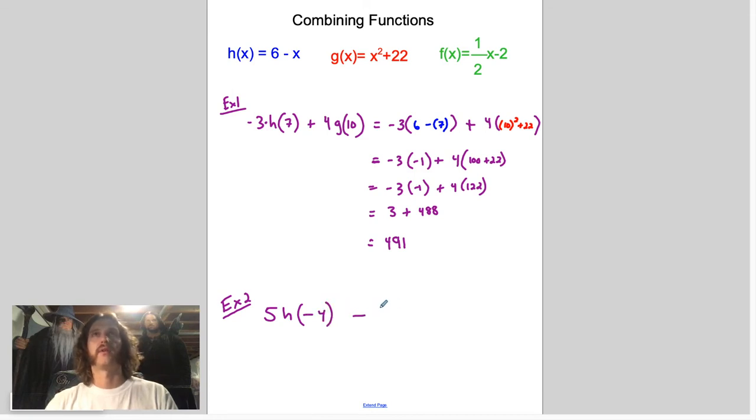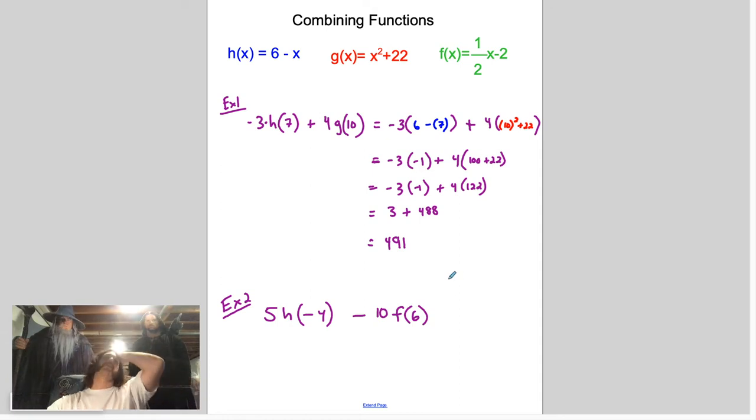minus 10 times f of 6. You try that on your own, and then we'll go from there.